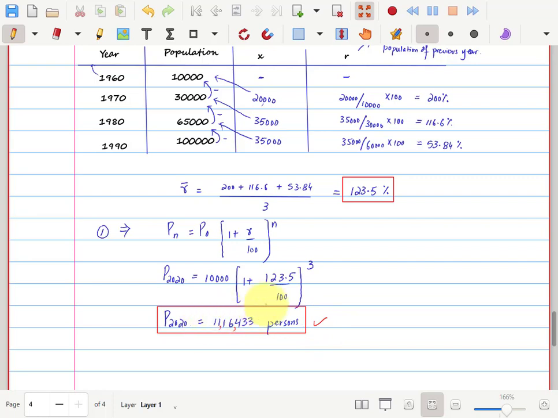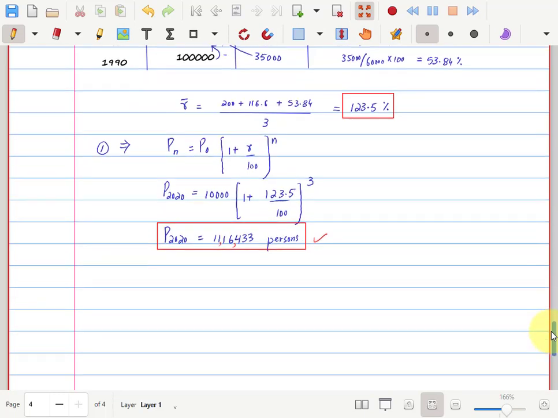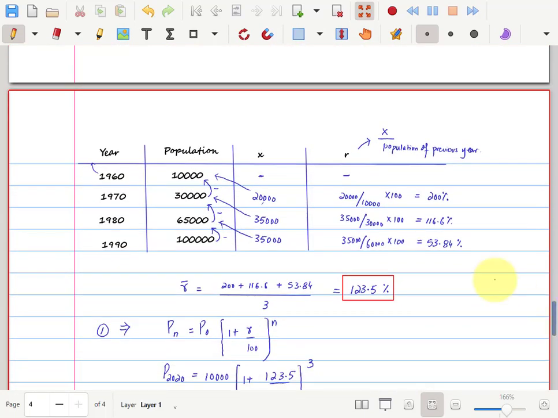So this is the geometric method. The basic difference you need to remember is that in geometric method, first thing is you need to remember the formulas. Then for arithmetic method you just need x bar, but for geometric method we need R. So x bar is just the mean per decade increase in population, but R is the mean per decade percentage increase. So in geometric method we need the increased population in the form of percentages, but in arithmetic method we just need the increase in population per decade. This is the basic difference between these two methods.